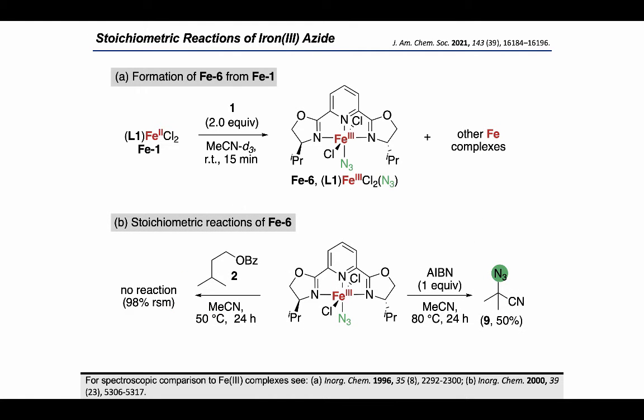With this independently synthesized complex in hand, we studied its reactivity under stoichiometric settings with C-sp3 H bonds and AIBN. While no reaction is observed between the model substrate isopentylbenzoate and the iron-3 azide complex, the reaction with AIBN, a source of alkyl radicals, delivered the alkyl azide in a 50% yield.